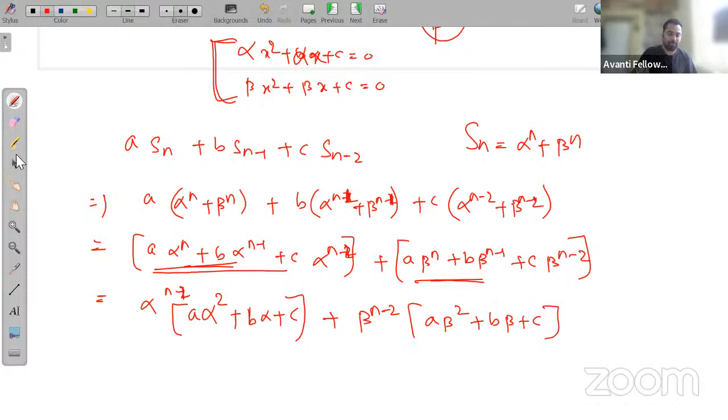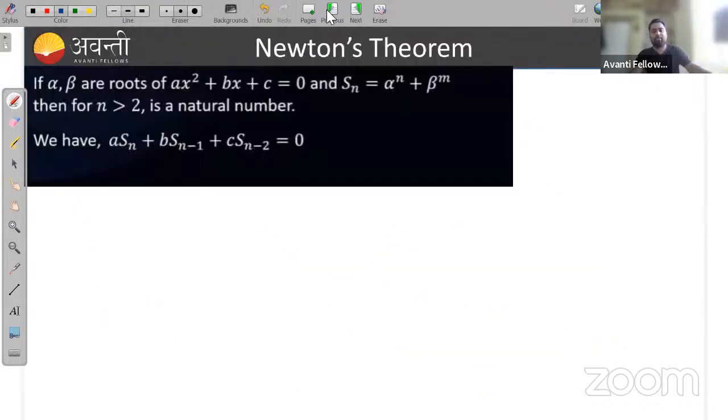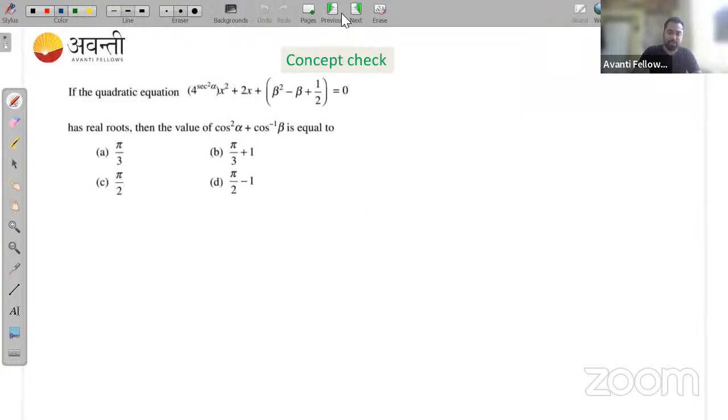So now you should check here. This is equal to 0. This is equal to 0. That means this is 0 and this is 0, then the sum is 0. Now it is proved, and simple. Now it is proved or not? It is proved. Now let's go through the questions, and see how we can solve the questions by using Newton's theorem.